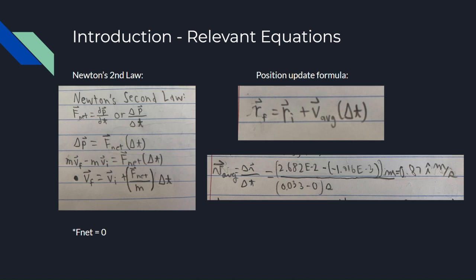We'll also be using the position update formula, which is defined as the final position is equal to the initial position plus the average velocity of the system times the change in time. The average velocity is defined as the change in position over change in time. And to find this for our system, we're going to take two very early positions at two very early times, plug them into the formula, and get a velocity that should remain the same throughout the entire experiment as the net force on the system is equal to 0, and we see constant velocity.